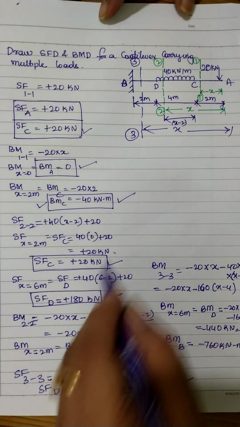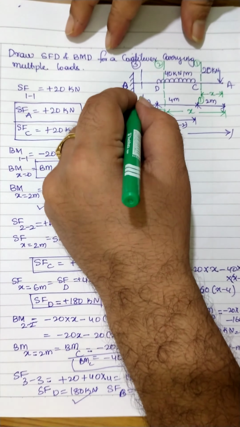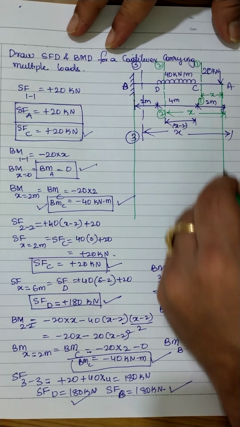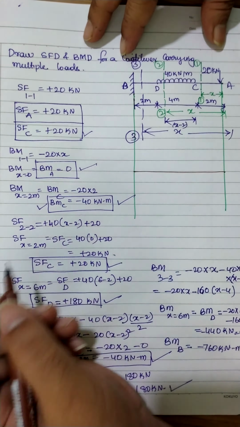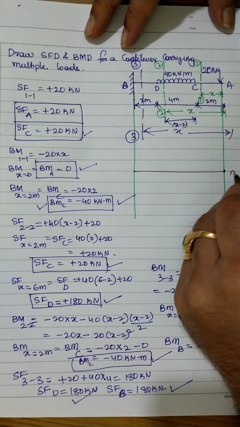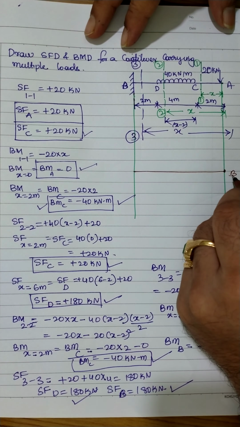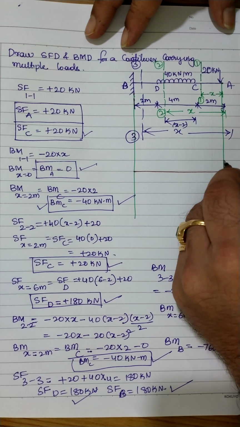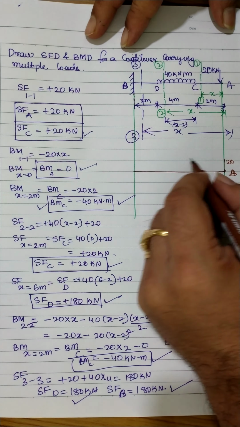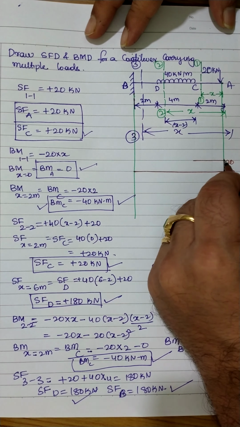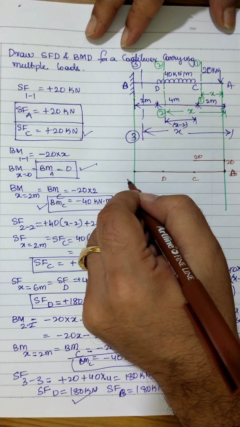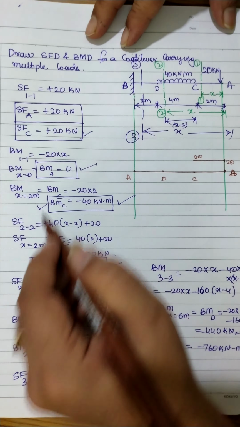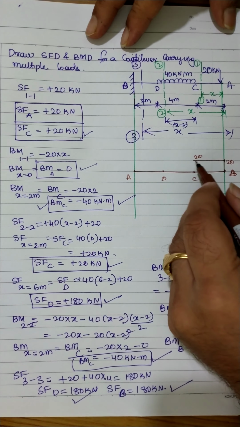Now, drawing the shear force and bending moment diagram for the same thing, I am just drawing some baselines over here. The first thing is the shear force diagram. Let us draw a horizontal line here. Exactly at point A, we got shear force equal to 20. I'm marking 20 here. Shear force at point C, again it is equal to 20. Next we have shear force at point C, again it is 20.